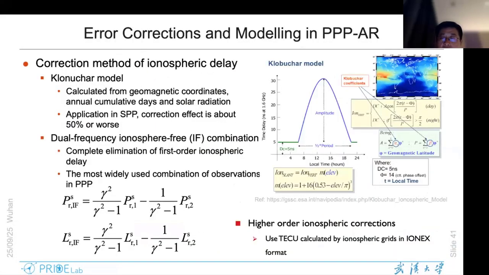Okay, this is the ionosphere delay correction. We use the ionosphere free combination, which is used in the software as well. So we don't do any estimation on the ionosphere. If you want to do some ionosphere modeling, this software is not a good choice for you, because we have already eliminated the ionosphere delays using the ionosphere free combination in the software.